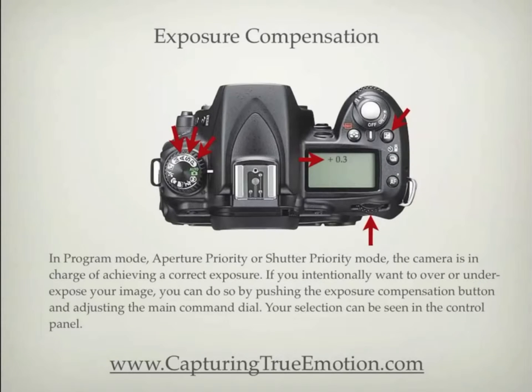In program mode, aperture priority, or shutter priority mode, the camera is in charge of achieving a correct exposure. If you intentionally want to over or underexpose your image, you can do so by pushing the exposure compensation button and adjusting the main command dial. Your selection can be seen in the control panel.